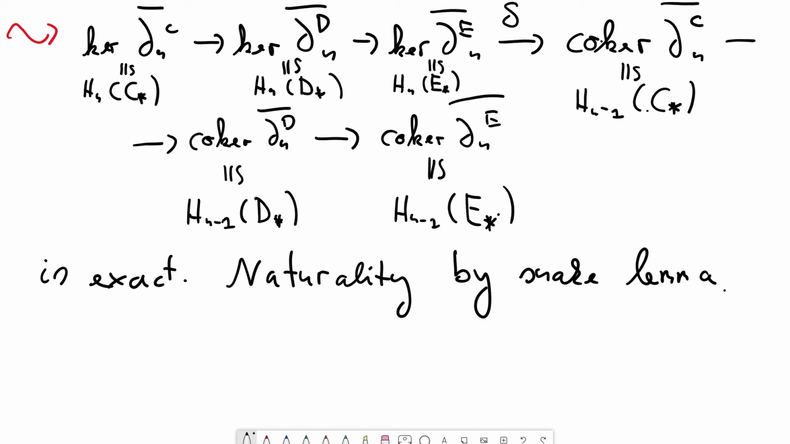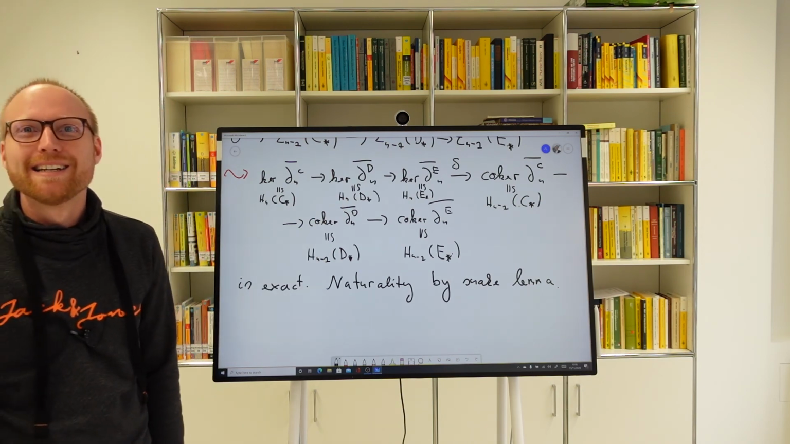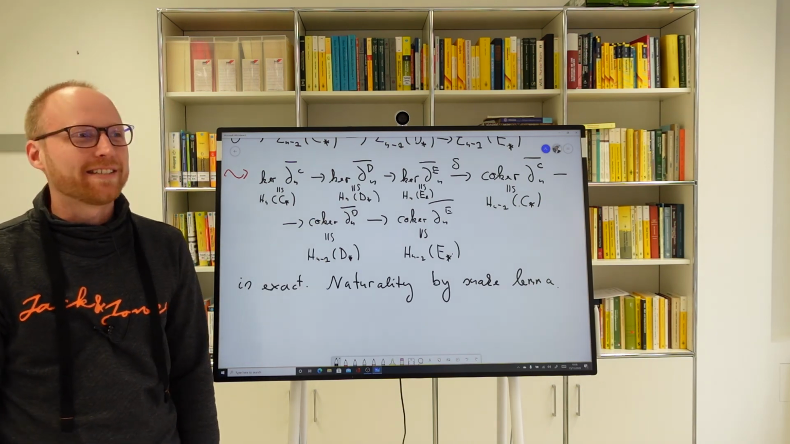Actually, I was kind of confused what naturality really means in this theorem. Yeah? I mean, what it really means is that if we have a morphism of short exact sequences of chain complexes, you get a morphism of these long exact sequences. Yeah? For me, that's more like a functoriality statement, right?